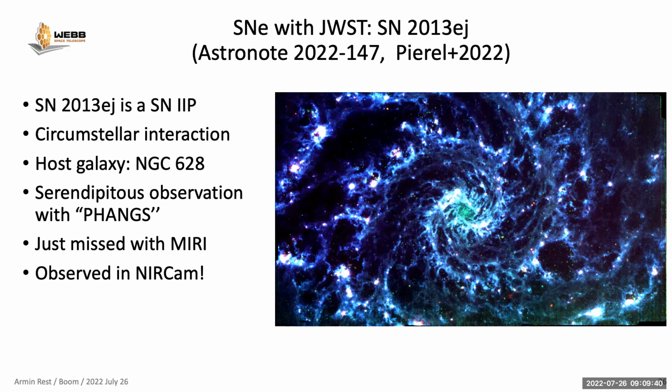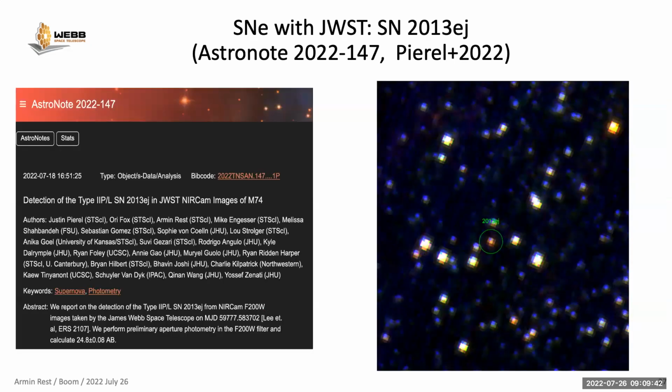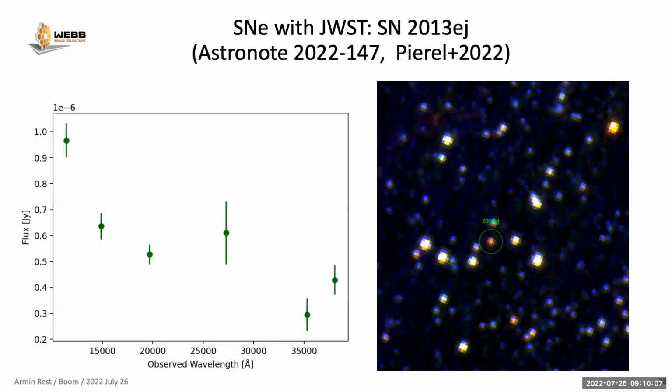That's a MIRI image, but it was observed in NIRCam, and we looked through, and this is like this supernova in the outskirts of this galaxy, and we put out an astronaut, and Justin and Sebastian and Mike are working on getting some photometry in all the different bands, and we will see what we can do with that. So the last thing, here is actually the light curve. Yes, so you can see the light curve here.